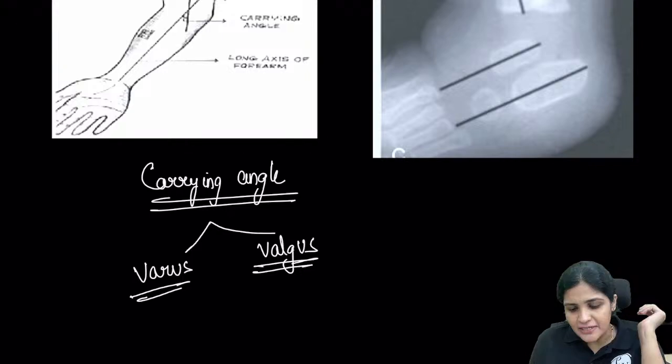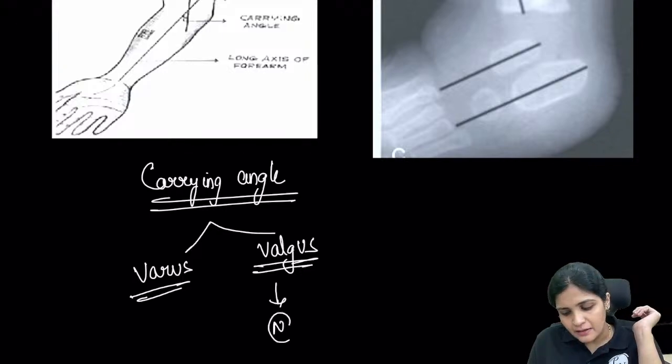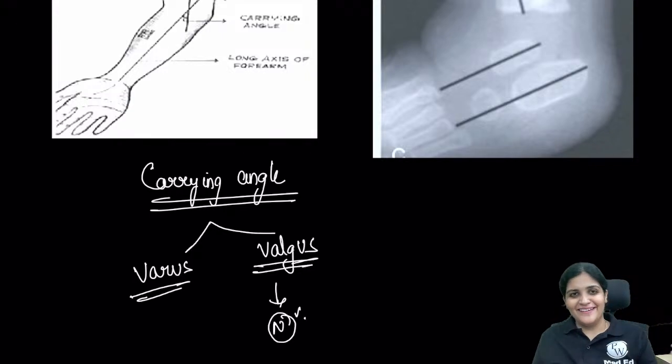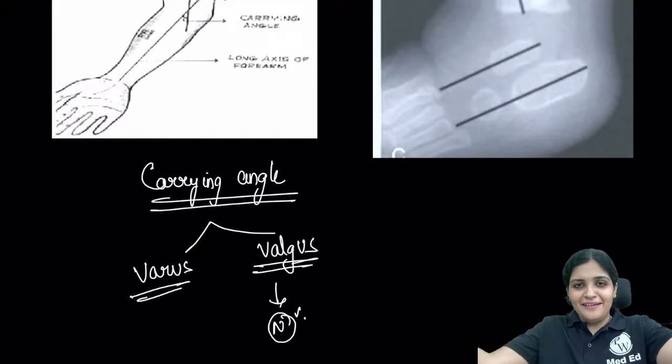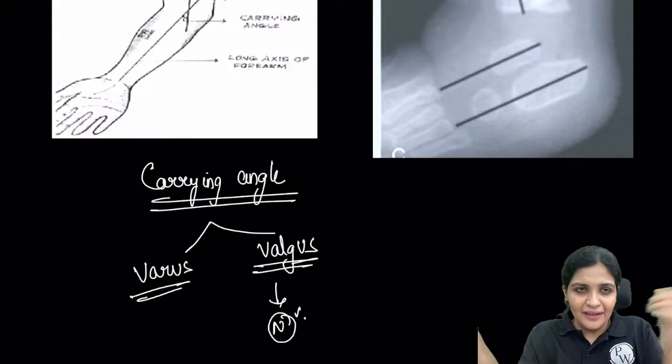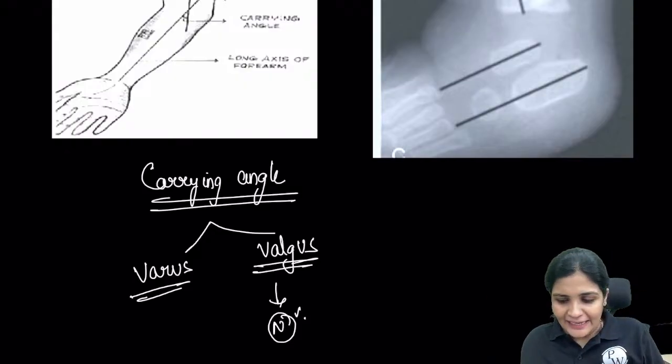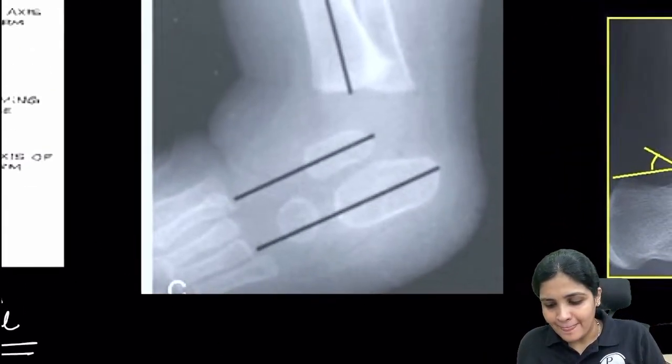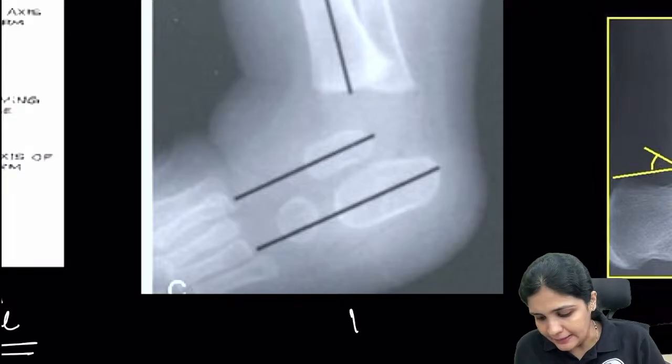Normally our elbow is in valgus. Just like this, right? So normally it is in valgus. Okay. This is the carrying angle. What is this? What is this angle?